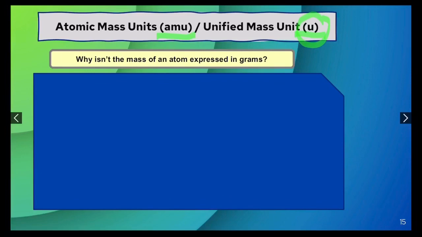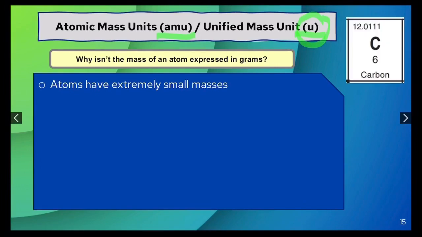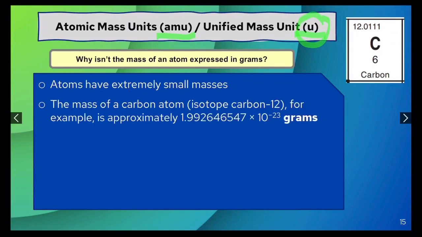We use atomic mass units or unified mass units to express the mass of an atom. Why isn't the mass of an atom expressed in grams? Well, the main reason is because atoms have extremely small masses. If you take an element like carbon, for example, and you find the mass of an isotope of carbon, such as carbon-12, the mass of it in grams is approximately 1.992646547 times 10 to the negative 23 grams. That's an extremely small number. It is a very cumbersome number to use in calculations and to recall.